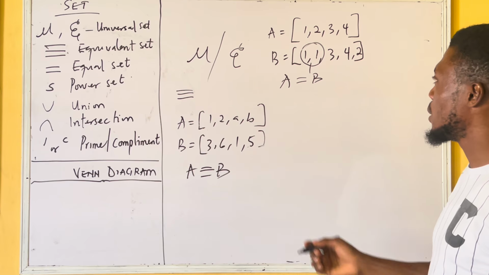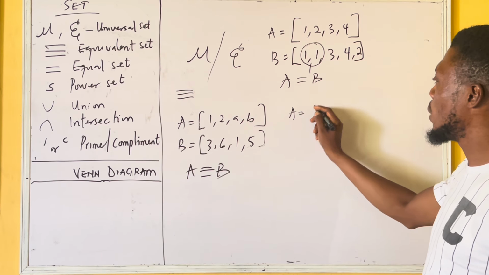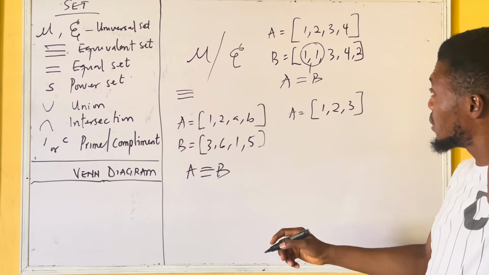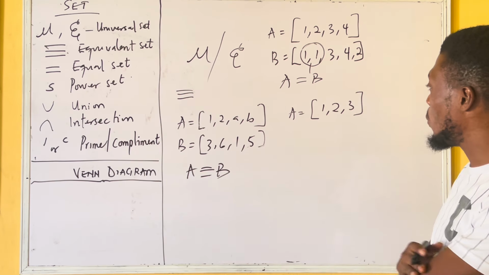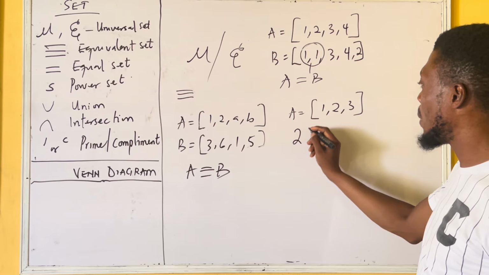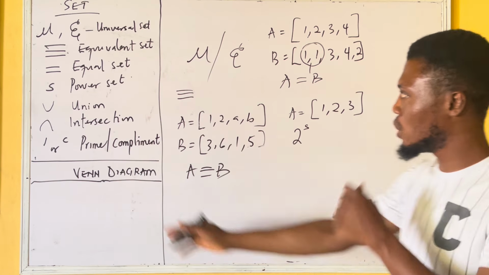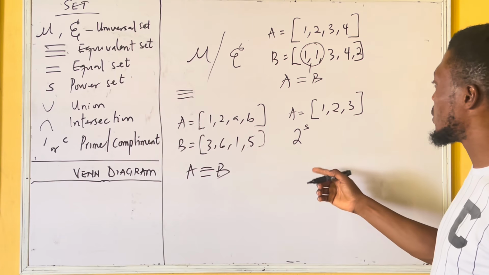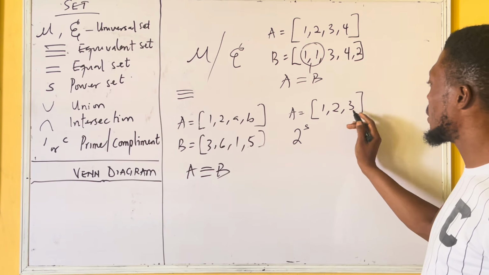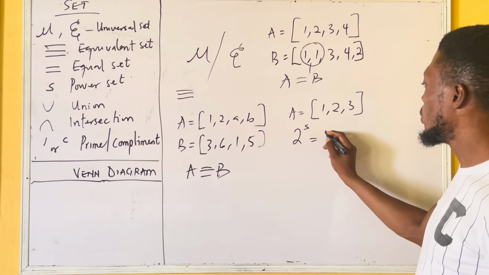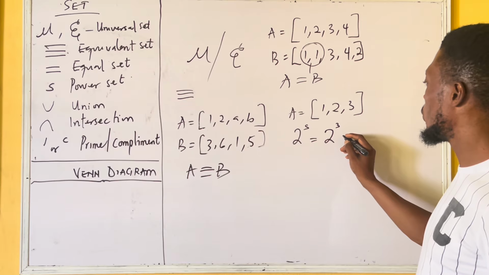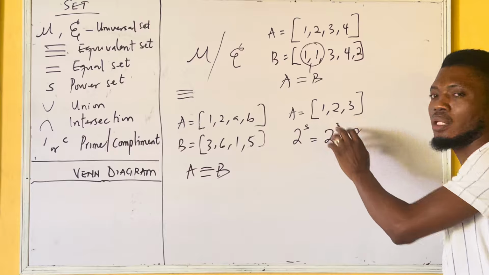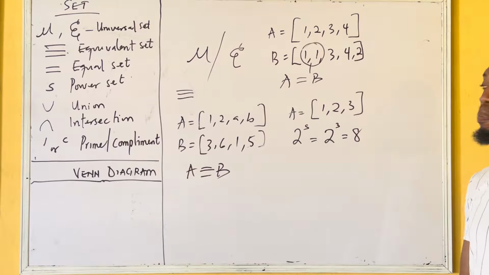Then we have the power set. If I have set A to have 1, 2, and 3. The power set means that my power is represented by 2 raised to power S. That's why you have your S here. Hence, if I want to get the power of S here, I will count 1, 2, 3. That means my S is 3. So this will give me 2 raised to power 3. And 2 raised to power 3 is what? 8. That means I can write this 8 times. That means the size of the power set is 8.